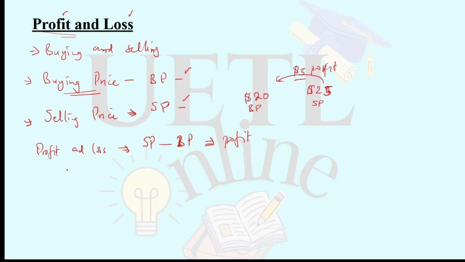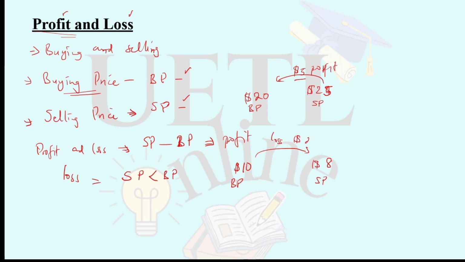A loss happens when the selling price is less than the buying price. This means that you buy something for a price and sell it for a lower price. Let's say you buy something for $10 and sell it for $8. Here this is the buying price and this is the selling price. Here you can see that you have made a loss, and your loss in this case is $2.